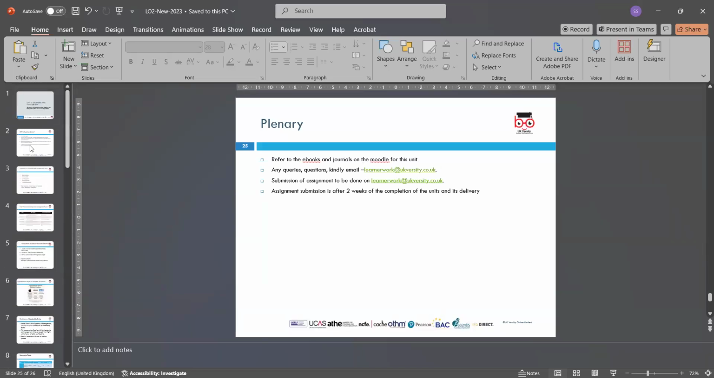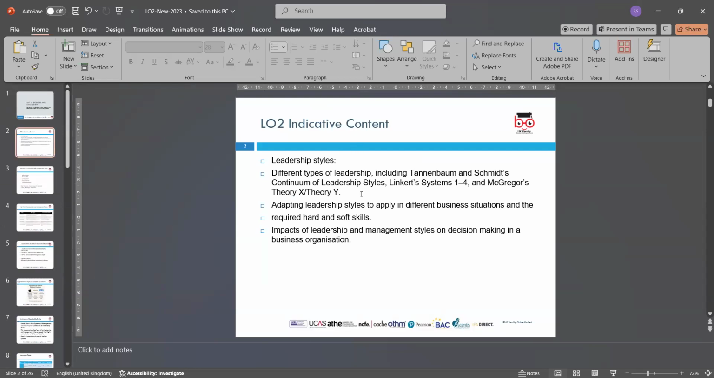So we have done with leadership styles, the different types of leadership, adapting leadership style to apply in different business situations, and the hard and soft skills required in different business situations along with the different leadership styles. Also the impact of leadership and management style on decision making in business organizations. So we have covered this content in today's session. Do you have any questions?